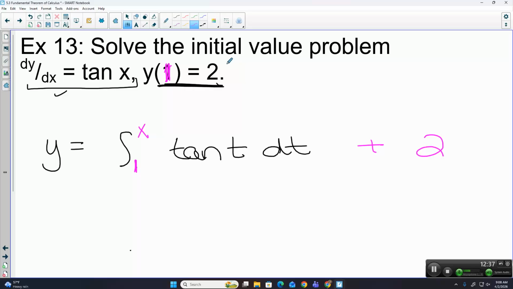Right. Again, we're leaving this as an integral because there is nothing that we know of that just has a derivative of tangent x, right? It's not a nice one. If I said the derivative was x squared, that's no problem. We could do the antiderivative and work it out. Since it's not nice, we can leave it in the integral and use the fundamental theorem of calculus to get there.